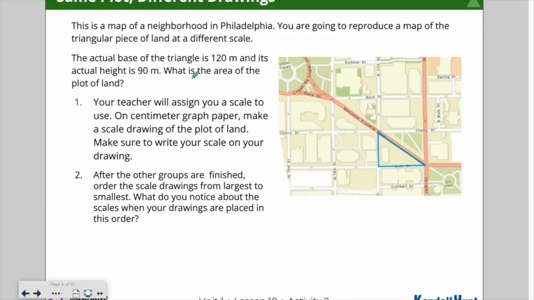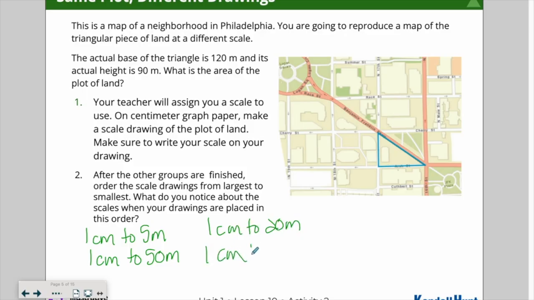But before we found the area, we had to make scale drawings. And so some of you had a scale of 1 centimeter to 5 meters. Some of you had a scale of 1 centimeter to 50 meters, 1 centimeter to 20 meters, 1 centimeter to 10 meters, 1 centimeter to 30 meters, and I think we even had a 1 centimeter to 15 meters. And we made some drawings.